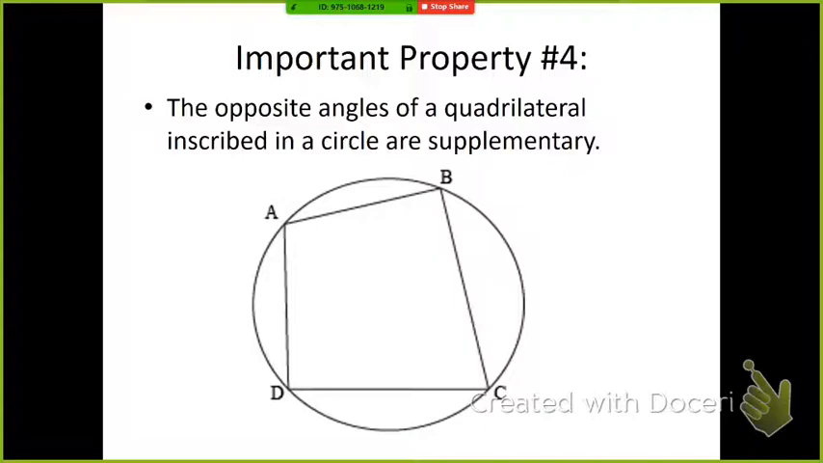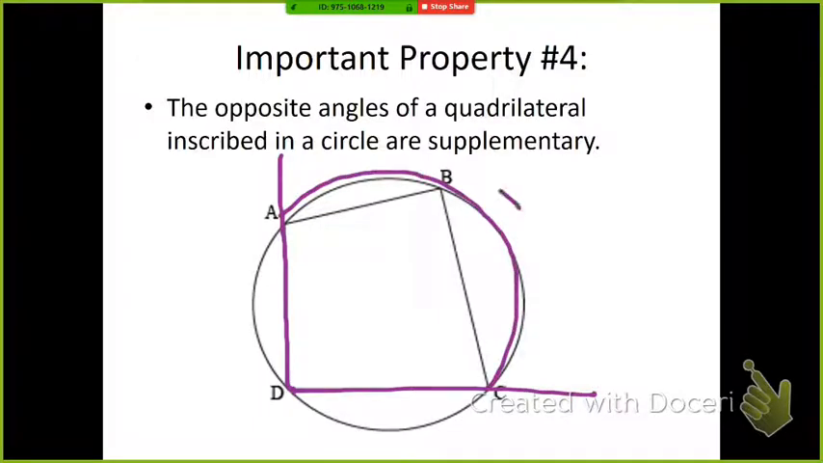Okay, the last important property of an inscribed angle that we're going to go over is that when you have an inscribed quadrilateral, the opposite angles are going to be supplementary. All right. The reason why that happens, let's say we have this inscribed angle, ADC, right, intercepts this arc.